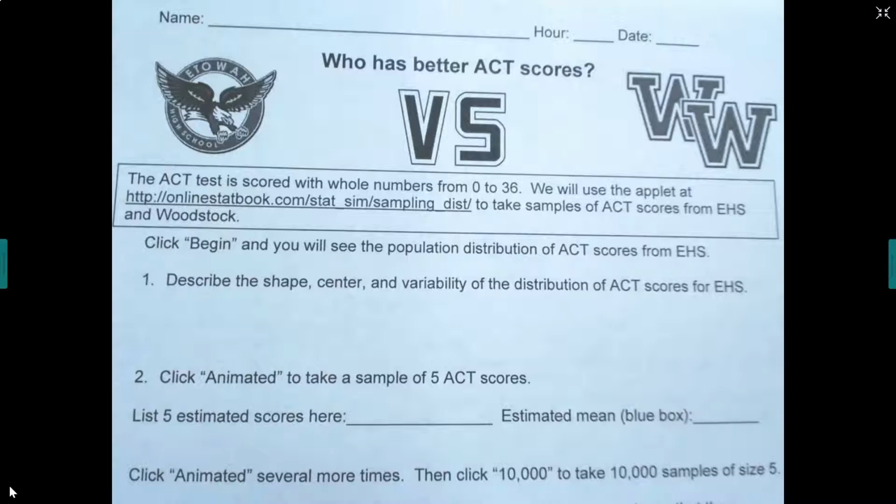Alright, so our scenario today is who has better ACT scores, Etowah or Woodstock? The ACT score is scored with whole numbers from 0 to 36. So we're going to use this applet, and I'll pull this up so you can watch it, to take samples of ACT scores from Etowah and Woodstock.